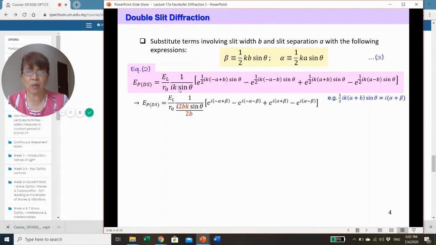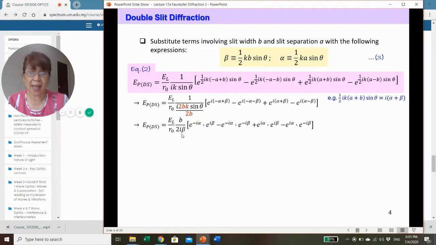But what about this term here? What we do is we divide this denominator, we multiply by 2b over 2b. So that will give us half kb sine theta represented by beta, and that's how we get the function 2i beta, and the b here goes to the numerator. And here we factor out, expand it, multiply that out, you get exponential negative i alpha multiplied by exponential i beta minus e negative i alpha multiplied with e negative i beta, and so on.